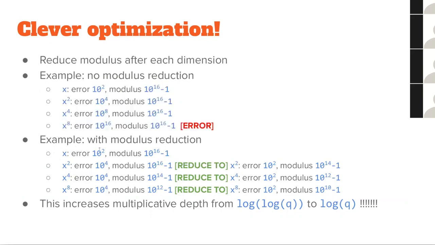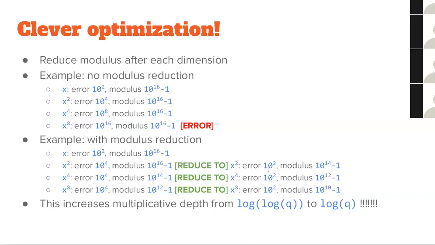So you have x, which has an error of 10 squared, modulo 10 to the 16 minus 1. Then you multiply it, and so you have x squared with an error of 10 to the 4. Now you perform a reduction. And so here you have x squared with error 10 to the 4, modulus 10 to the 16 minus 1. We're going to cut the modulus by a factor of 100. And so your error gets cut from 10 to the 4 to 10 squared, and your modulus gets cut from 10 to the 16 to 10 to the 14. And so now you have this term over here. And now if you square this again, right, then your x squared goes up to x to the 4.